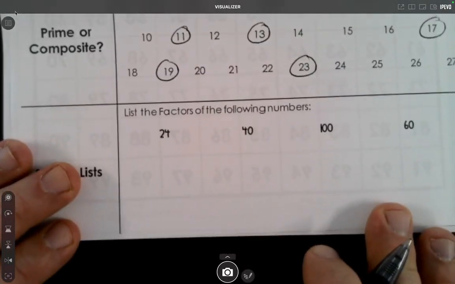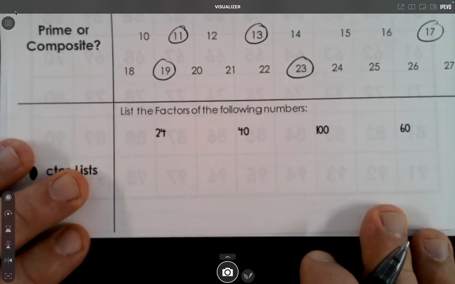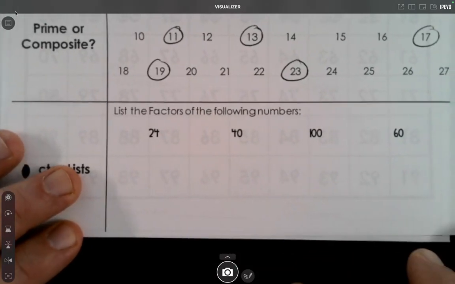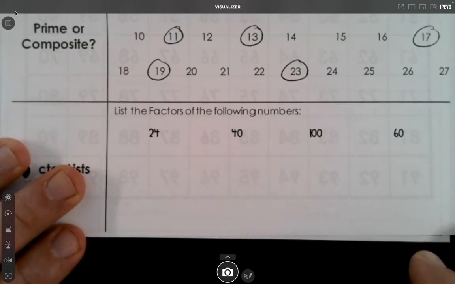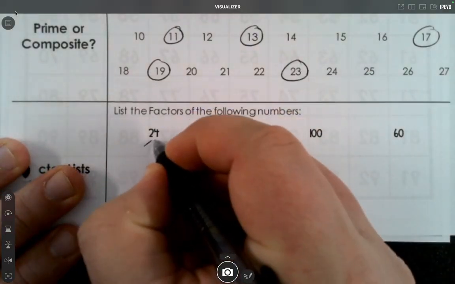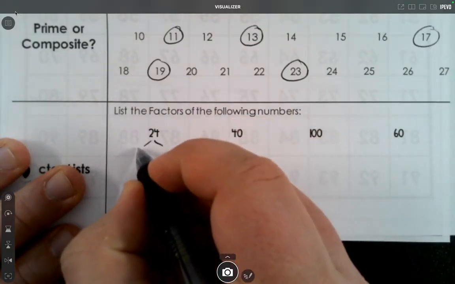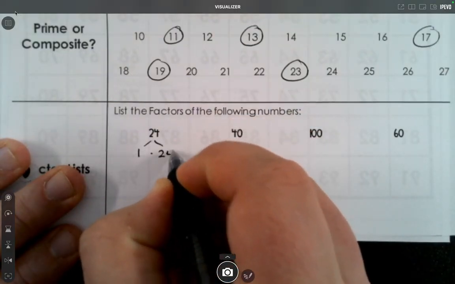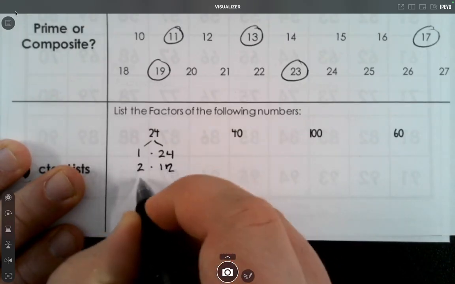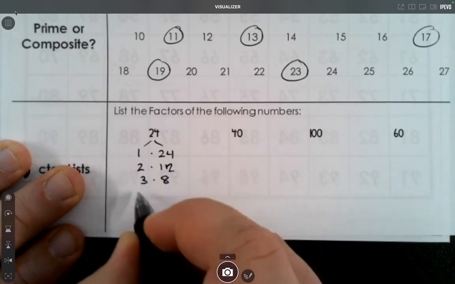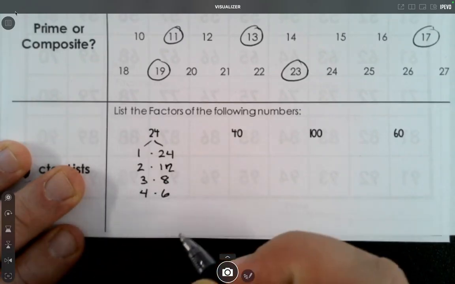Okay, now let's list the factors of these numbers. I'm going to use the multiplication method, but if you like just listing them from smallest to largest, that's okay. So I'm going to use my method of starting with the number 1. So 1 times 24, 2 times 12, 3 times 8, 4 times 6.